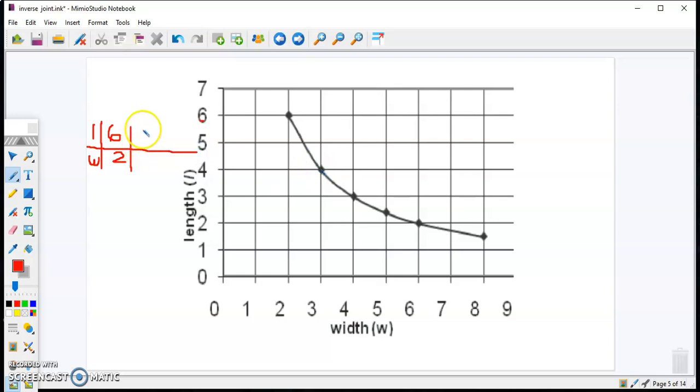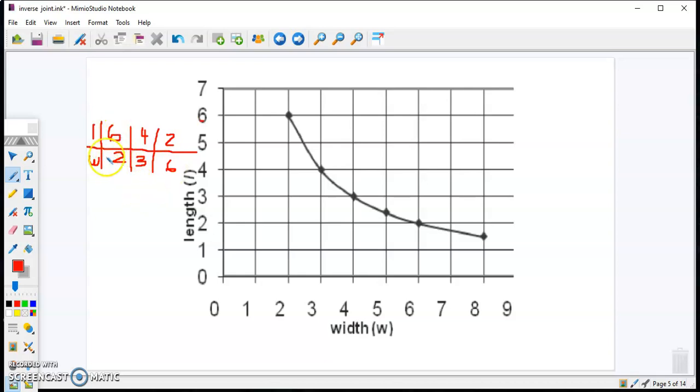You have 4 for length and 3 for the width. If you have, okay, let's get this one. This is exact. You have 2 and you have 6. I want you to notice that when the value of L decreases, the value of W increases. So that is an example of inverse variation.